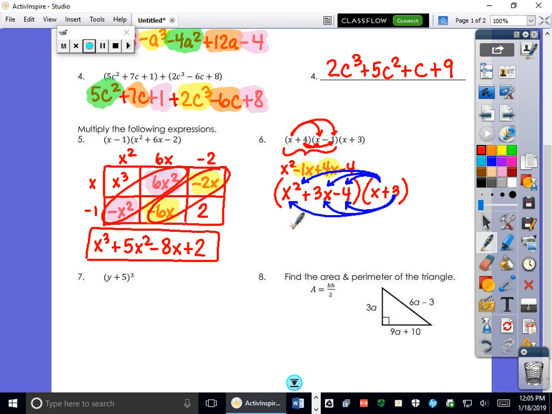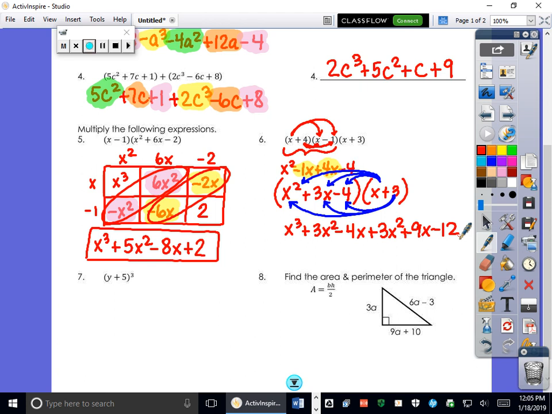X times x squared is x cubed. X times 3x is 3x squared. X times negative 4 is negative 4x. Okay, now I'm going to distribute the 3. 3 times x squared is 3x squared. 3 times 3x is 9x. And 3 times negative 4 is negative 12.